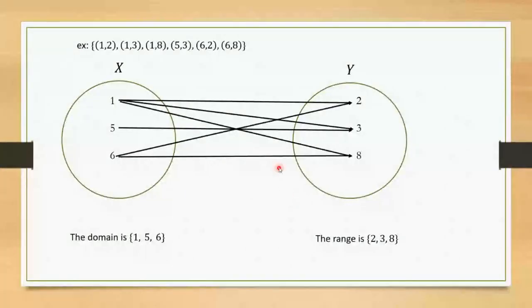Well, here's another one. Okay, this does not look pretty, I understand that. Here we have this relation. We have 1, 2, 1, 3, 1, 8, 5, 3, 6, 2, 6, 8. We have that. So from here, what I'm saying is 1 is assigned to 2. That's this first arrow. We have 1 also assigned to 3. You can hopefully see that there's another arrow here. And 1 goes to 8. So 1 is also assigned to 8.